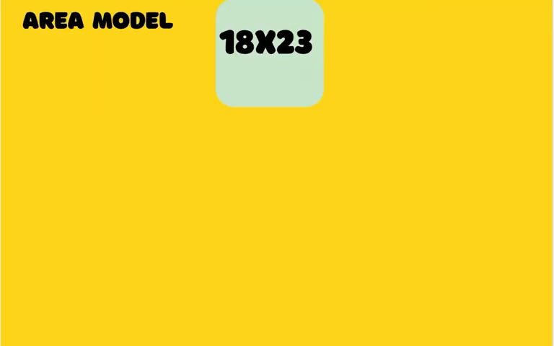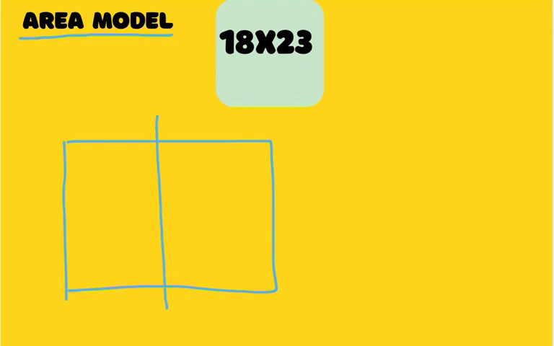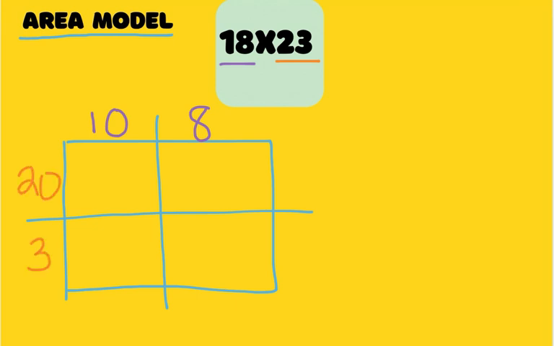Now we're going to look at another problem using our strategy area model. So remember, your area model is your box that you section off into however many parts that your number needs to be decomposed in. So for this case, 18 is going to be decomposed into 10 and 8. 23 is going to be decomposed into 20 and 3. Remember, the area model is length times width.